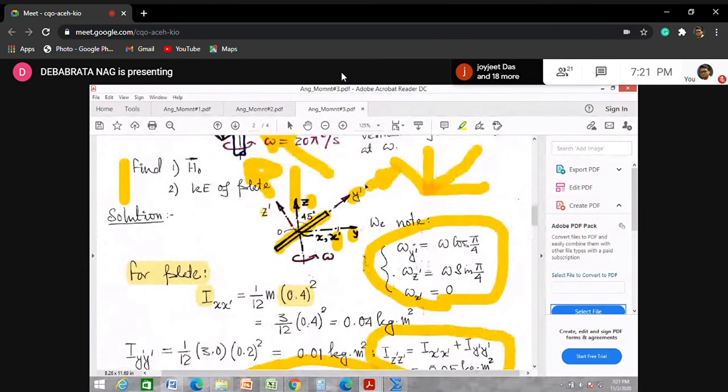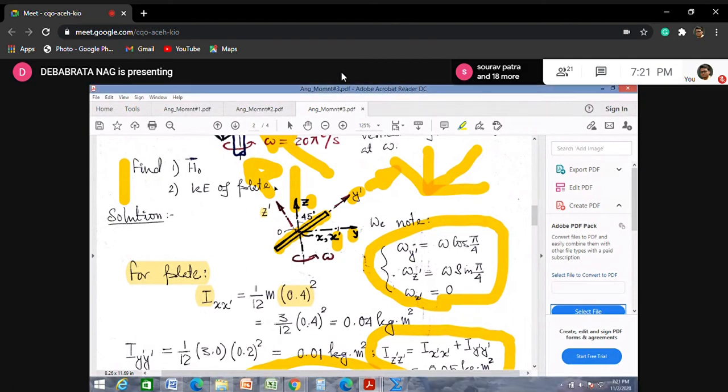So you have found one component here, another component there. So what you need to find is the component of these two vectors, the resultant of these two vectors about x, y, and z.